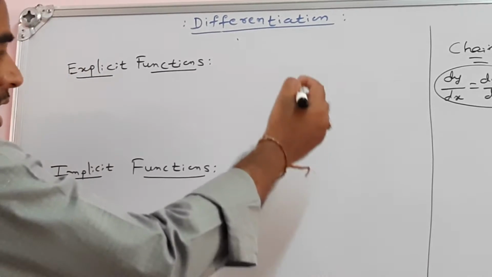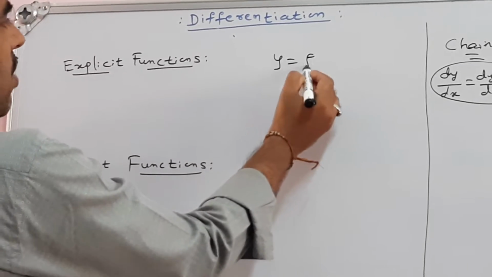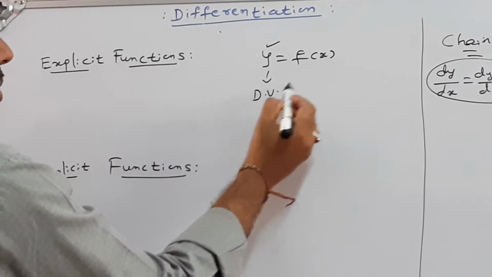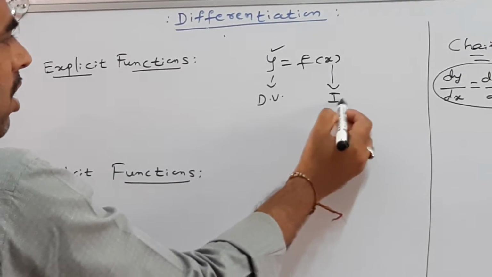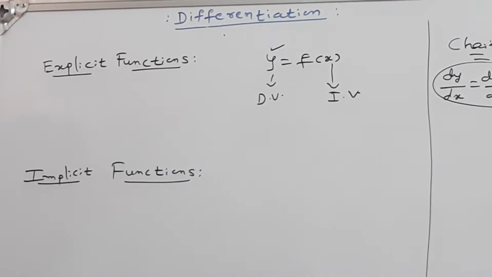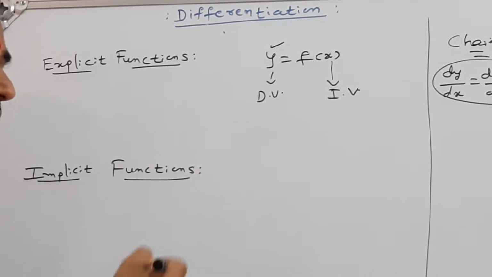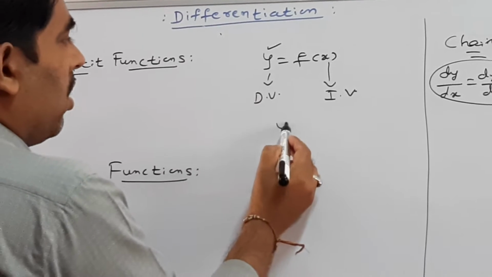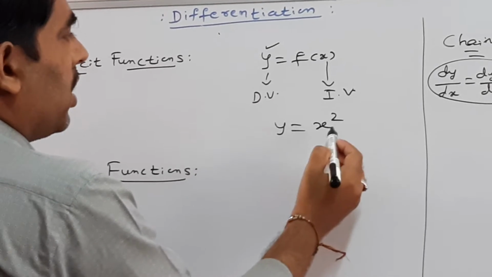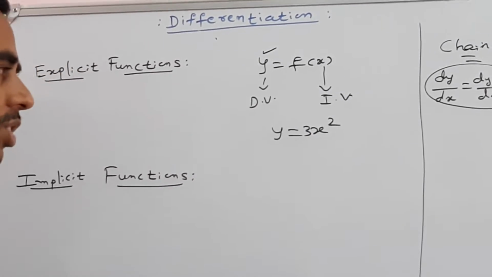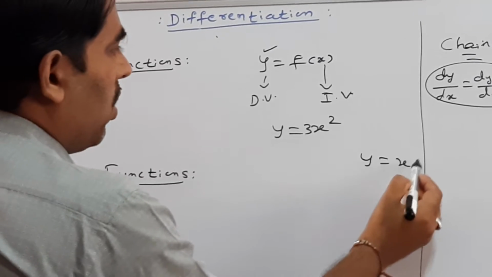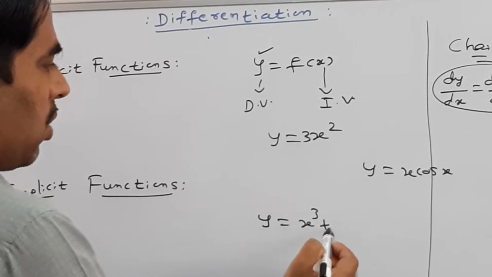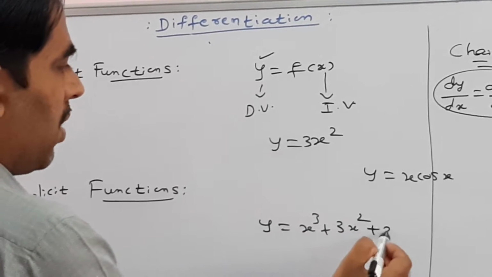So here we always consider a function as y is equal to f of x. We know this y is called the dependent variable and this x is called the independent variable, and generally we express the function in the form of y is equal to f of x. For example, let me write an example here: y is equal to 3x square, or y is equal to x cos x, or y is equal to x cube plus 3x square plus 2x.